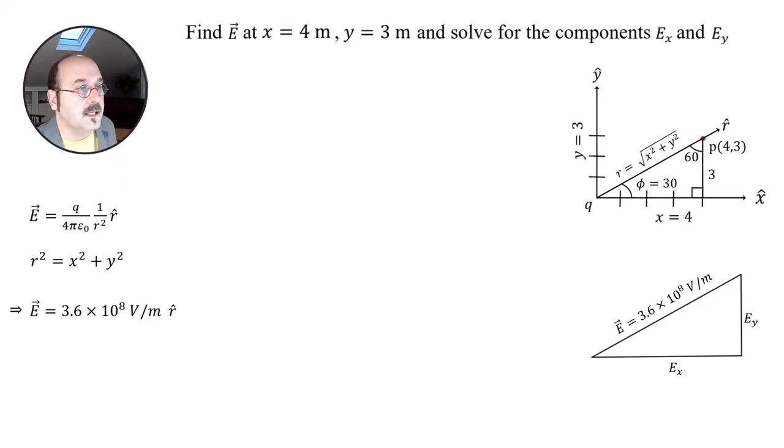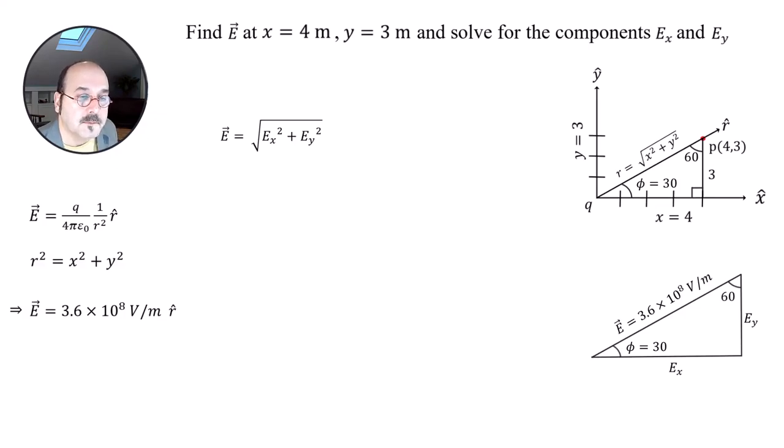And the basic idea here is that just like r squared equals x squared plus y squared, well, this also implies that the vector E is going to be the square root of these two components. So EX squared plus EY squared. So we're getting pretty close to getting all the information we need to be able to get those two components, x and y. Or I should say EX and EY. So I'll go ahead and put these angles back in for phi equals 30 for this angle, and then this would be 60.